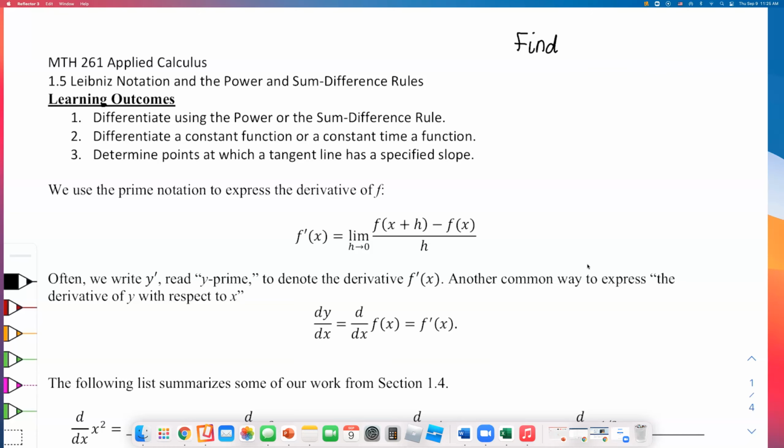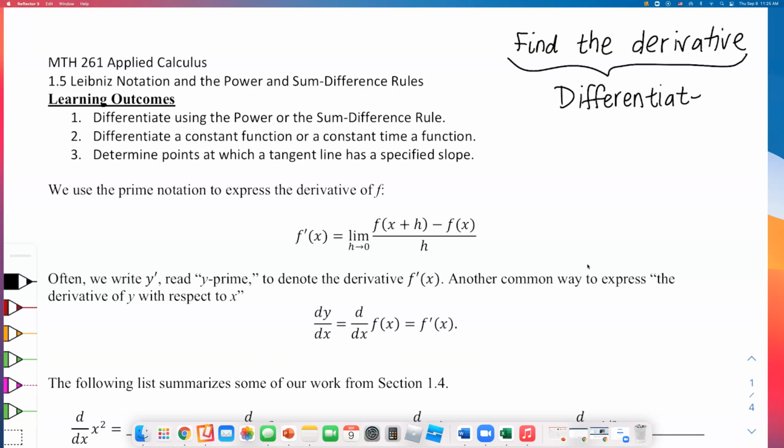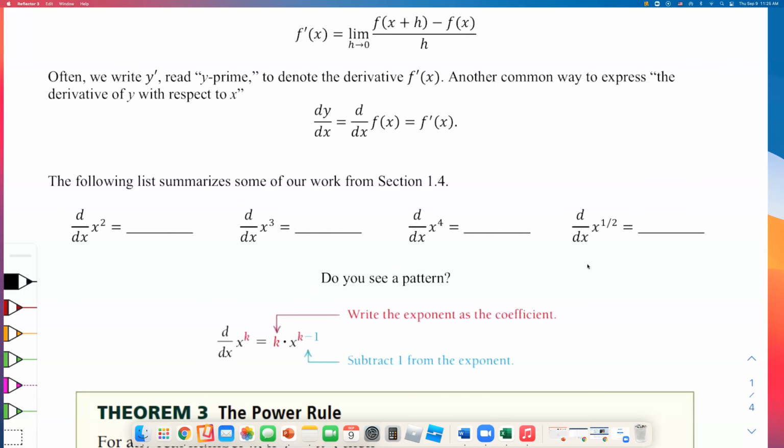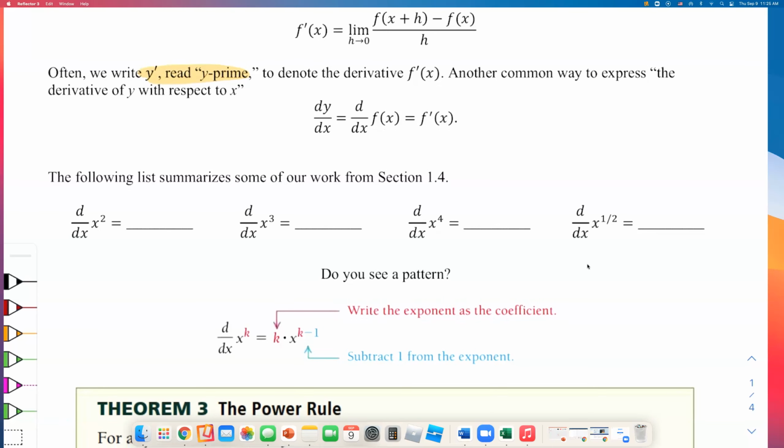Or I should say, I'll say find the derivative. Find the derivative. And the process of finding the derivative, we say to differentiate. So whenever you hear or read a direction telling you to differentiate, or find the derivative of, or what are some different ways, find y prime, okay? They are telling you to find the derivative of y or the derivative of f of x.